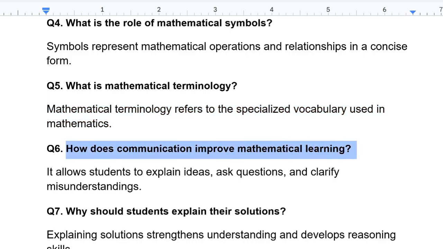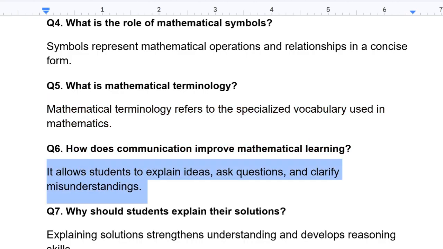What is mathematical terminology? Mathematical terminology refers to the specialized vocabulary used in mathematics. How does communication improve mathematical learning? It allows students to explain ideas, ask questions, and clarify misunderstandings.